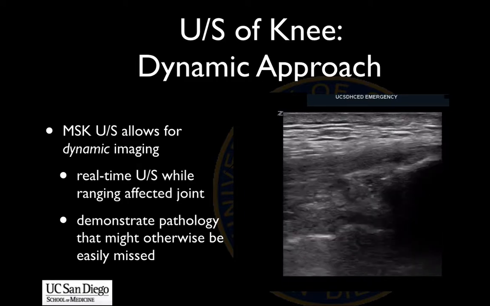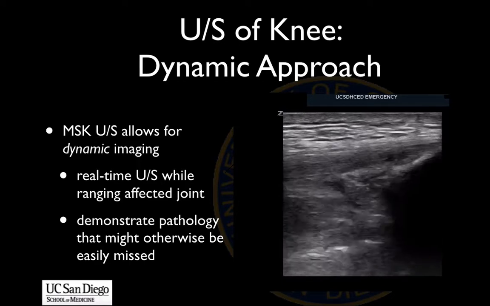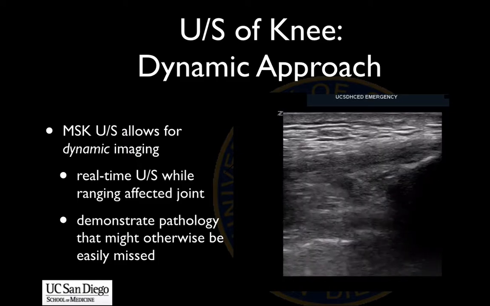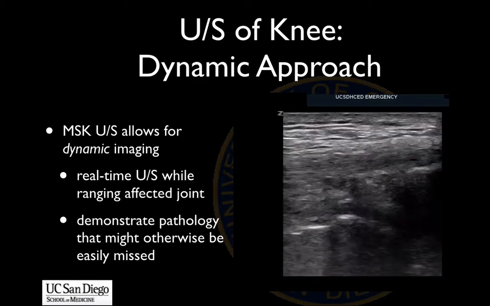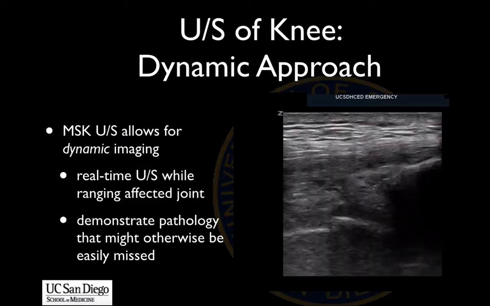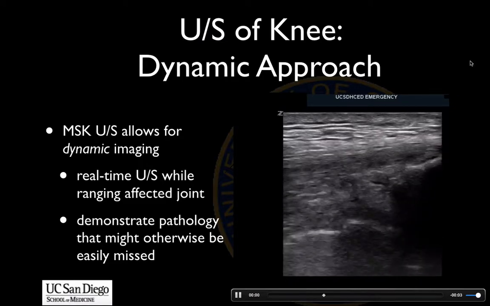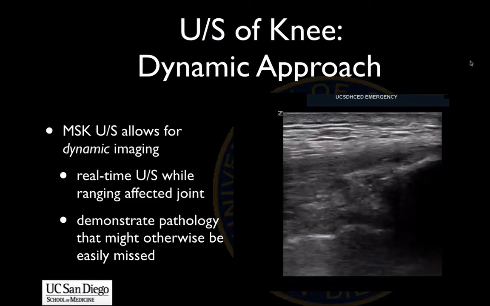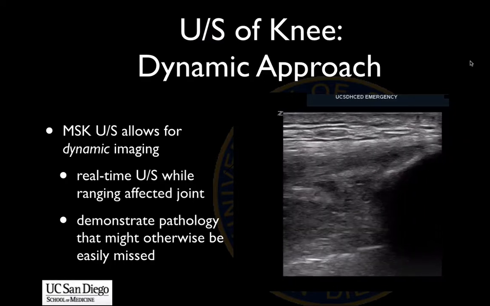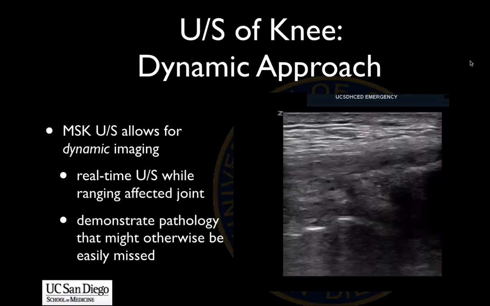One other unique aspect of musculoskeletal ultrasound that can be seen as an example in the knee is the opportunity to perform dynamic imaging. And by that we mean trying to do real-time ultrasound while the patient ranges the affected joint. So if, for example, a patient has pain when they perform a particular movement, you can have them perform that movement, as in this loop that you see here, where the patient is flexing and extending their knee, and we're able to actually demonstrate and perhaps reproduce their symptoms and get a better idea of what may be causing them. This particular technique, although it sounds simple, can often allow us to identify pathology that might otherwise be easily missed.